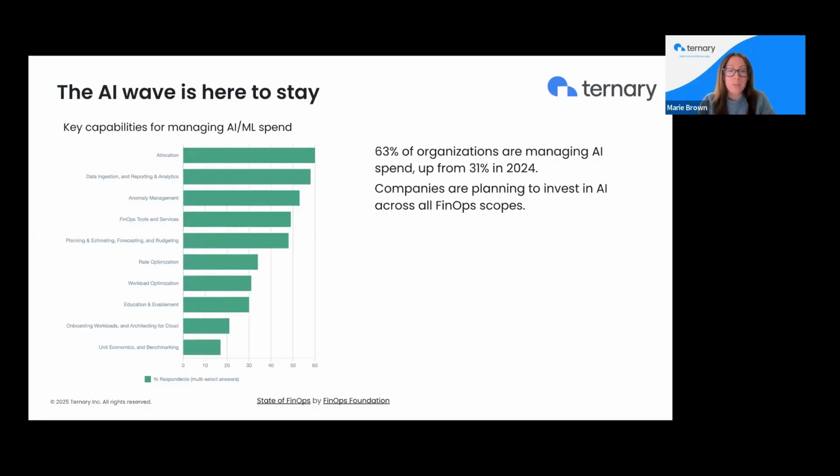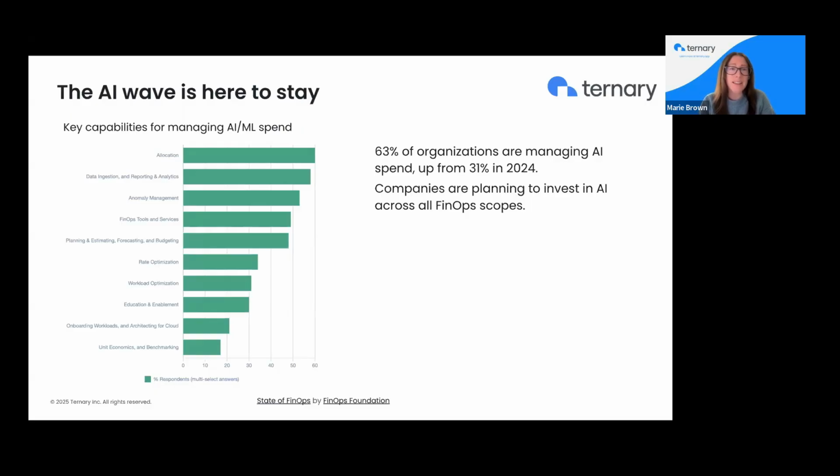Now, looking at the state of FinOps data again, we see that 63% of organizations are managing AI spend. This is up from 31% last year. The big cloud providers, AWS, Azure, Google, are all vying for the top spot as the leader in AI. And your customers are definitely starting to experiment with ChatGPT and all the other tooling available out there, trying to figure out how AI could work for their business.